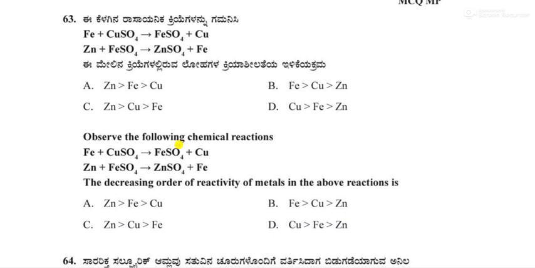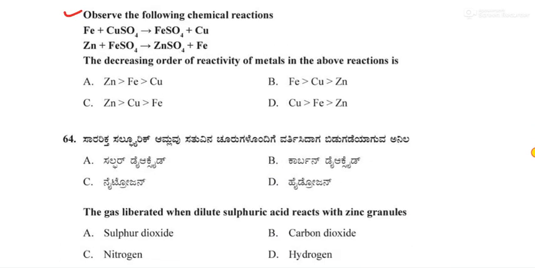Next is question number 63. Where is it? Here. Observe the following chemical reaction. So here in the first reaction, if you see, it is a displacement reaction. Copper is displaced by iron. It means iron is stronger than copper, correct? Means more reactive than copper.